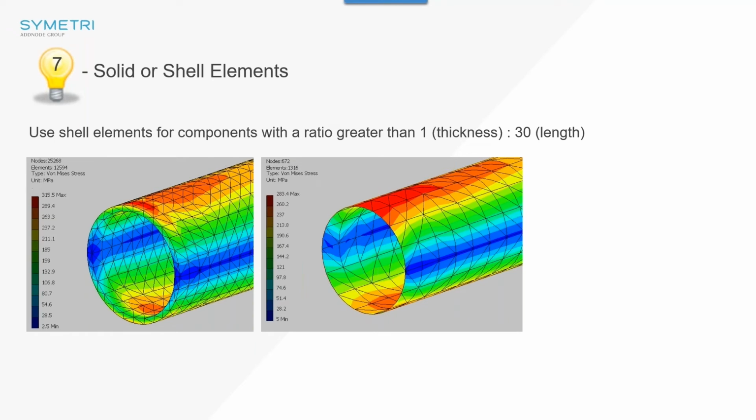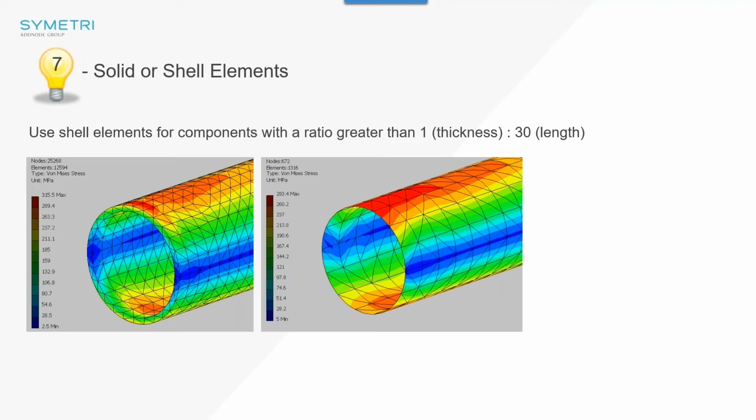The next one is inside Inventor Stress, you also have the ability to do models with shell elements and solids. So this is a simple tube. And then the big question is, when should you use shell elements? Now, there's no right or wrong answer here. I would suggest that anything with a ratio of 1 thickness to 30 length or higher, you should consider using shell elements.